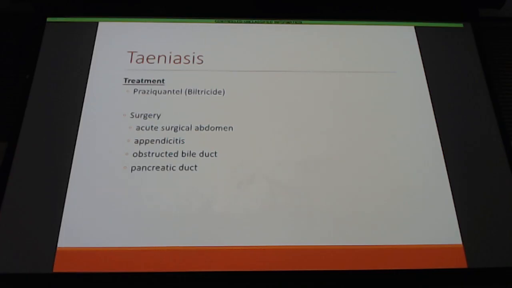Okay, how you can treat praziquantel. Now remember, if the thing gets too big, if it does start causing gallbladder issues, if it does start causing appendicitis, then the next possibility would be to have surgery. Okay? But that's really dependent on how the patient's presenting and the type of symptoms that they're having.